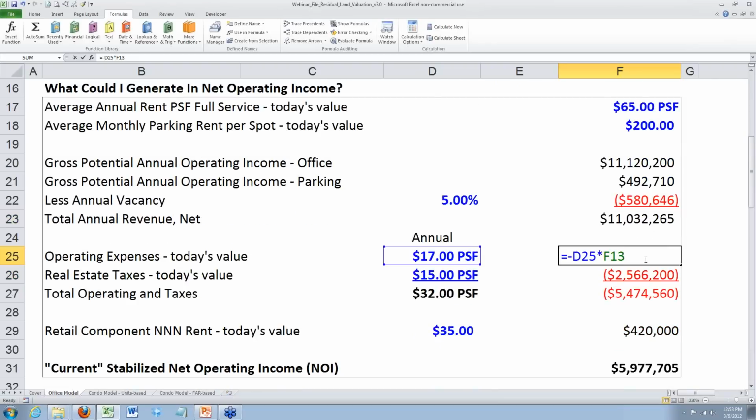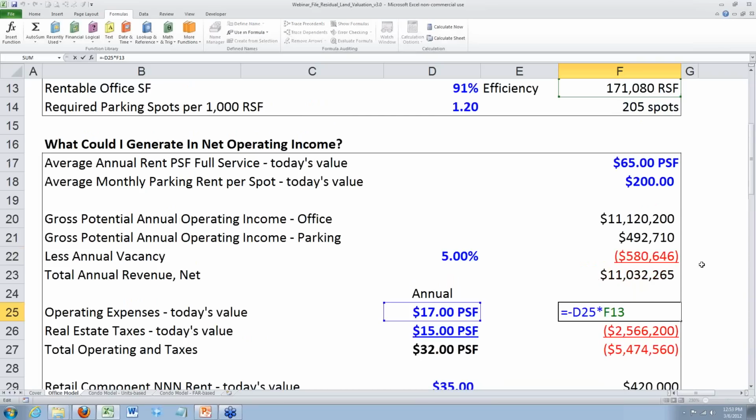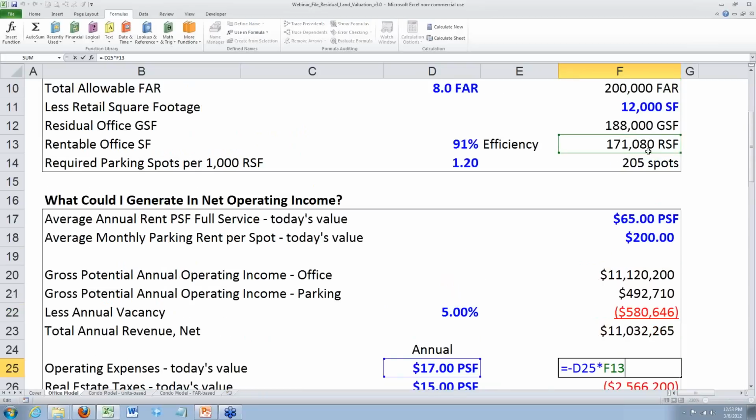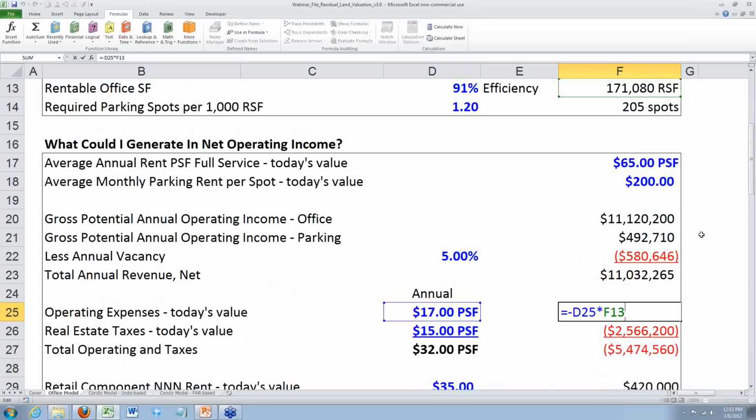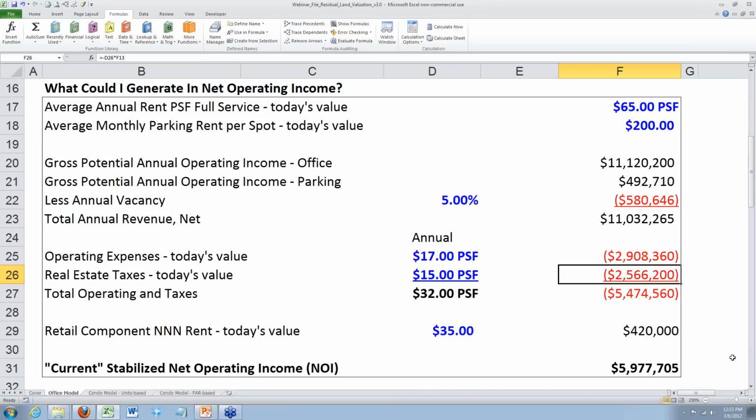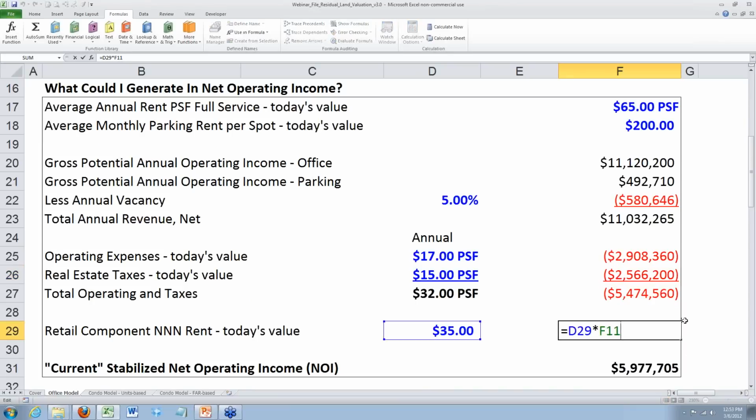Okay, well, naturally, I always have operating expenses, so I now want to apply those operating expenses against my rentable square footage of the office, so I do that, and then real estate taxes as well. The retail component I'm going to assume is triple net, just for the sake of ease of the analysis. Working through one of these back of the envelope models should take 60 to 90 seconds, just with plugging all these inputs in.